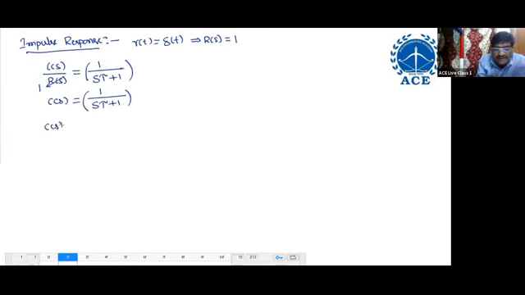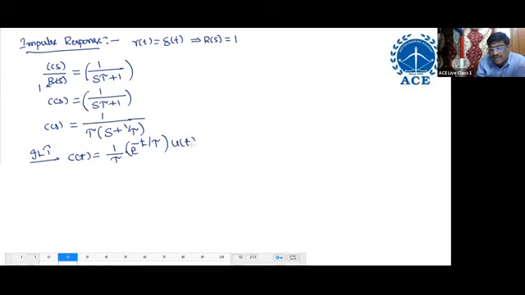This can be written as, you can take tau common. Then what will I get? 1 by tau times 1 by (s plus 1 by tau). Apply the inverse Laplace transform. C of t equals 1 by tau e power minus t by tau. So this is the impulse response.